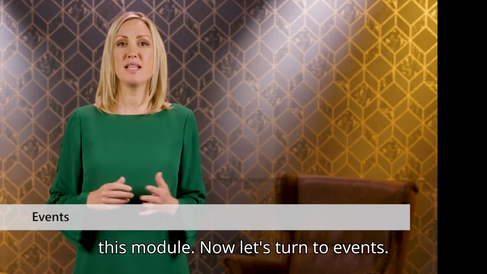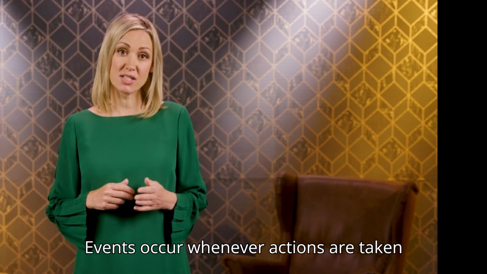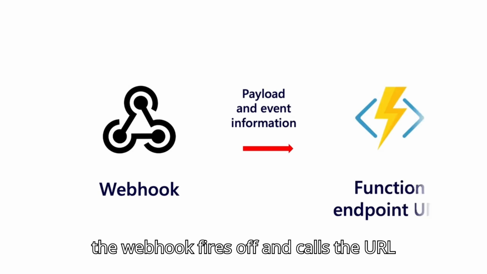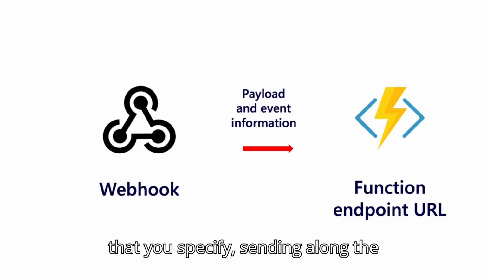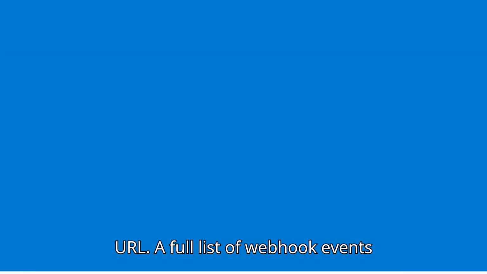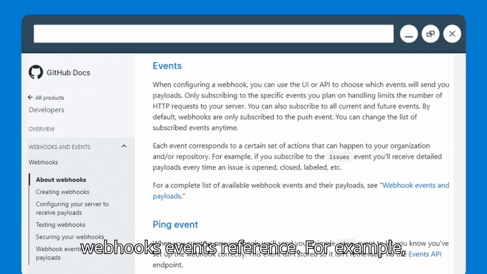Now let's turn to events. Events are at the center of webhooks. Events occur whenever actions are taken in the repository. When the event occurs, the webhook fires off and calls the URL that you specify, sending along the payload and event information to your URL. A full list of webhook events and when they can run can be found in the webhooks events reference.